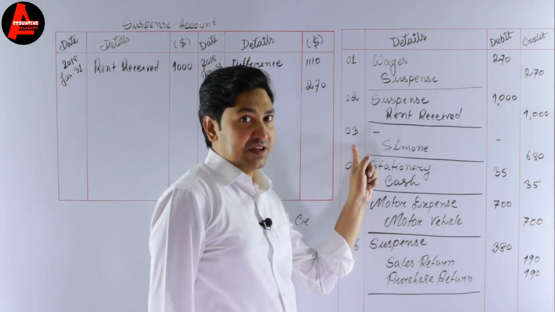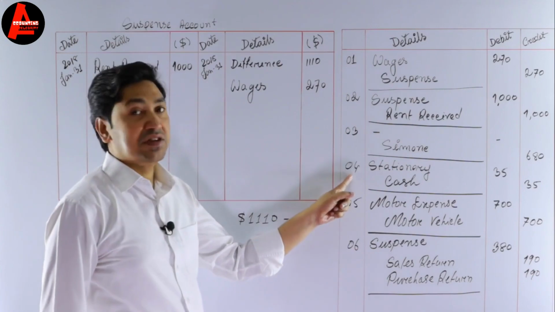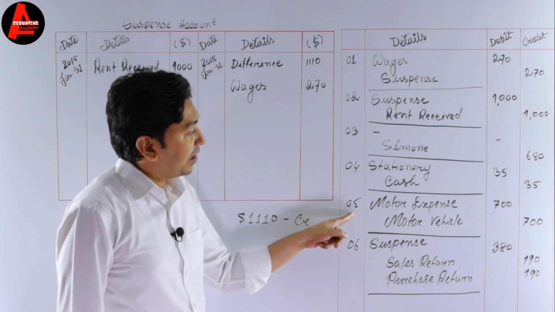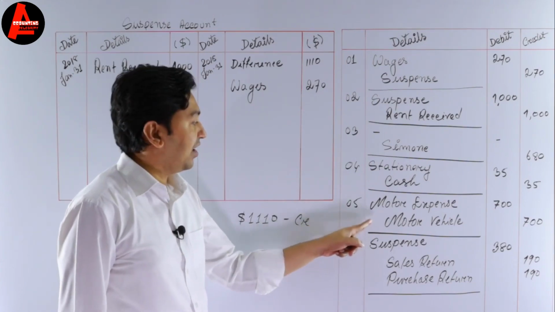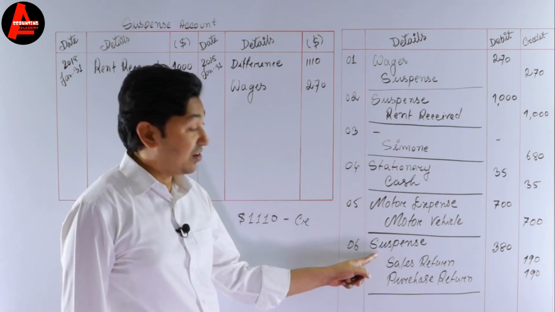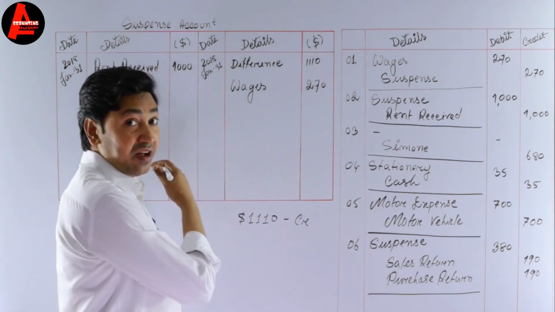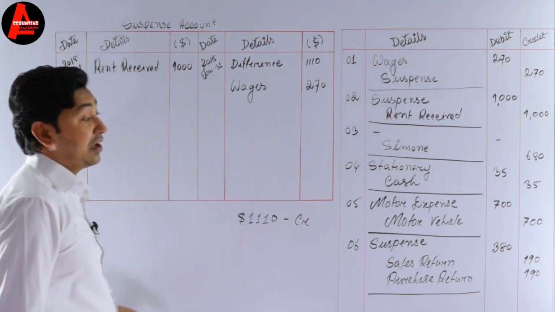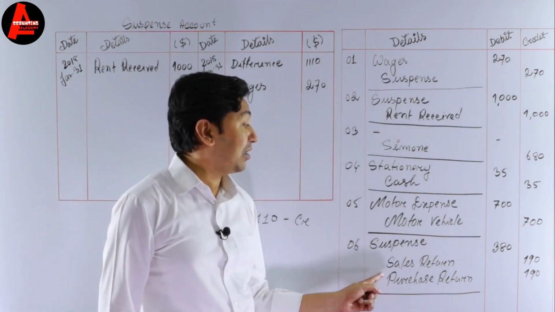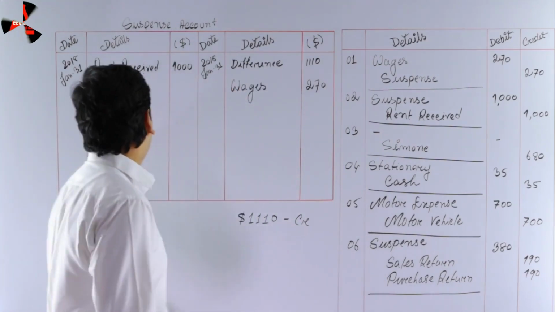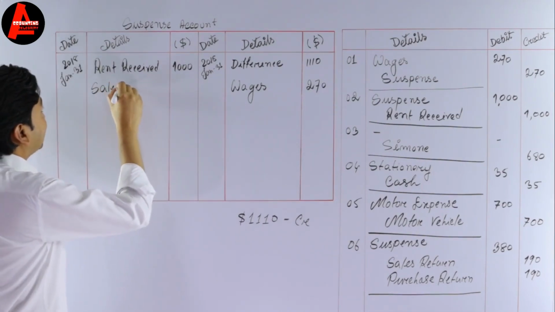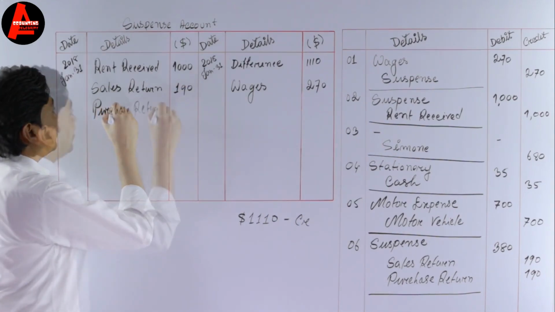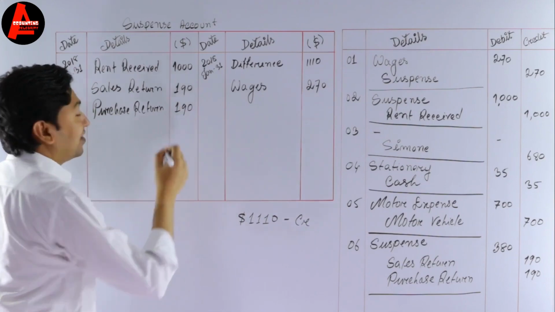Third one, we have no suspense here, so we will not record this transaction. Fourth one, same thing, there is no suspense, there is stationery and cash, so you have to ignore this one. Fifth one, same thing, there is no suspense, so nothing to write. So number 6, here we have suspense on the debit side, so again we will write on the debit side. We have to write the opposite account. What is your opposite account? Here we have two opposite accounts, one is sales return and one is purchase return. So let us write here sales return $190 and purchase return same $190.